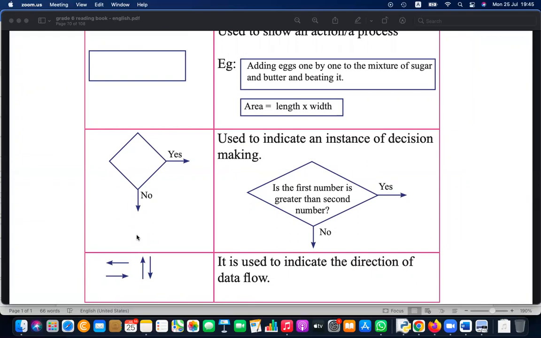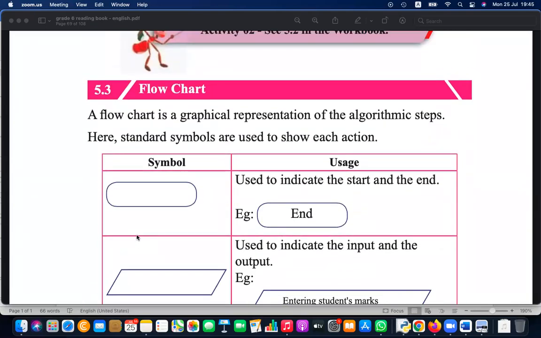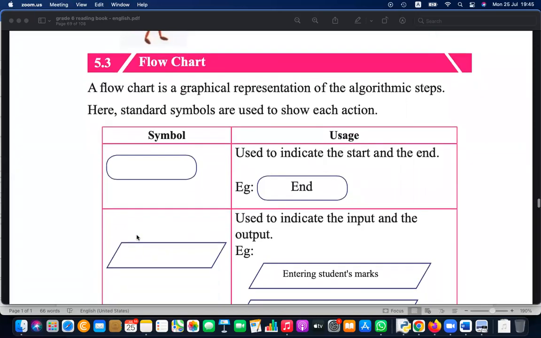Actually, in our algorithm, which is written for finding perimeter, getting length and width. So what is that? What is the shape that you have to use? Getting length and width.